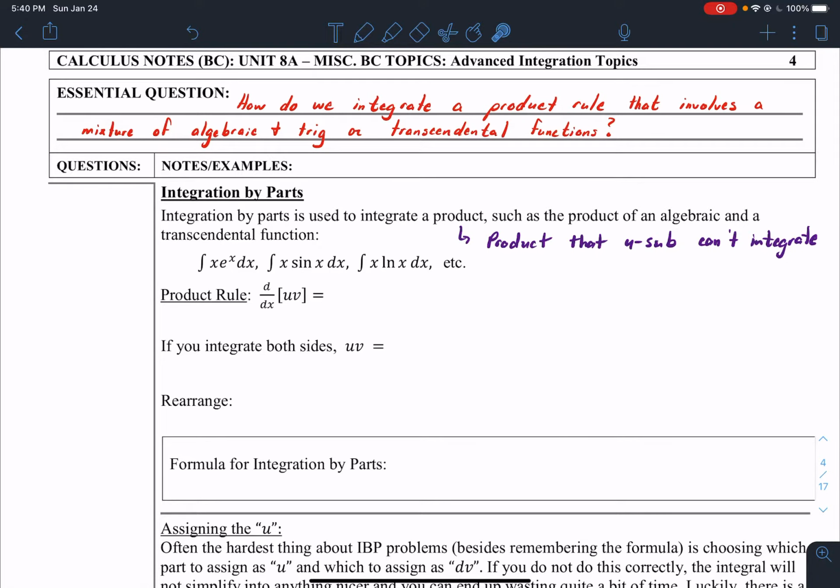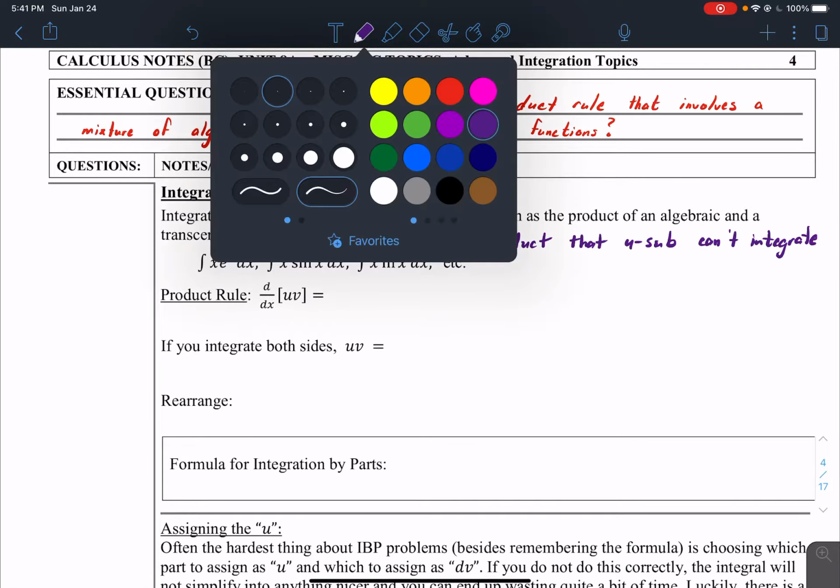Some examples of these that we're going to have to use integration by parts for would be a mixture of algebraic and transcendental, or maybe algebraic and trig. This is a product, but this is not something that is integratable by just using U substitution. Same thing with x ln of x. So let me show you where the rule comes from.